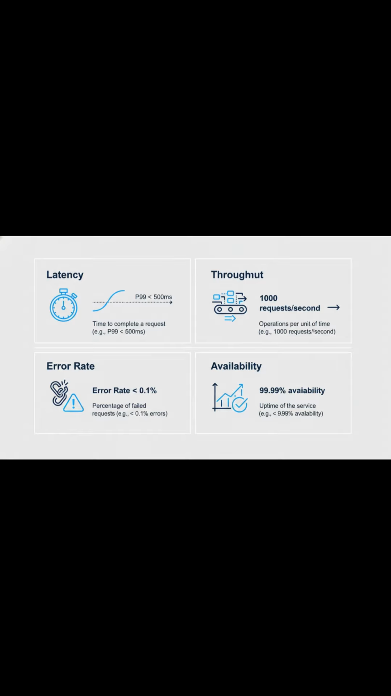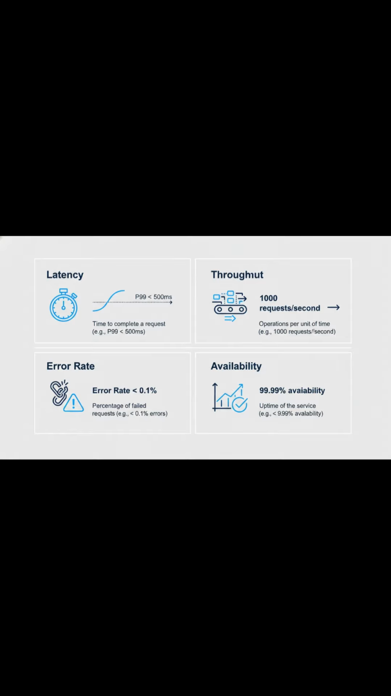Next, we have throughput, which quantifies the number of operations or requests a service can handle per unit of time. This could be requests per second for an API gateway or messages processed per minute for a queue consumer. A high throughput often indicates efficient processing.